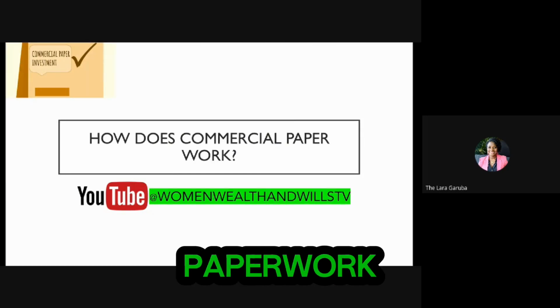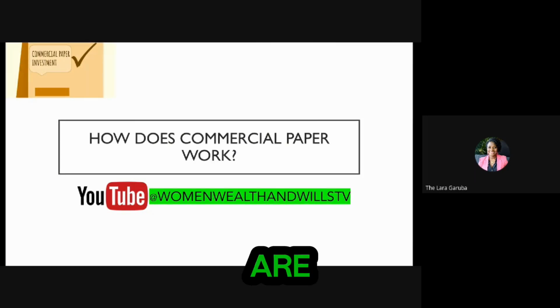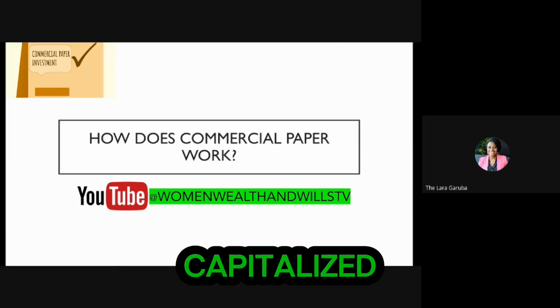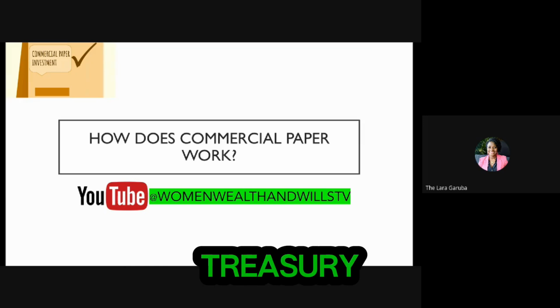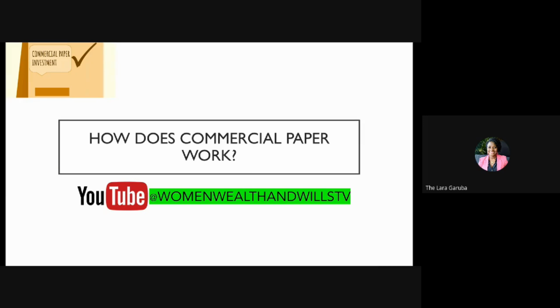How does commercial paper work? CPs are like treasury bills because they are issued at discount rates, which may be paid upfront or capitalized. If you watch the treasury bills video, you will have more understanding on this.